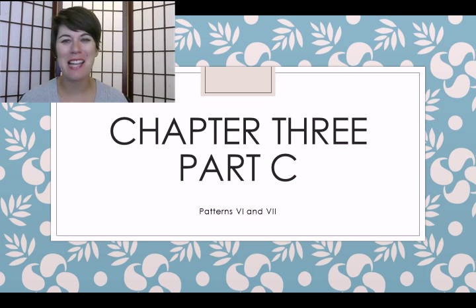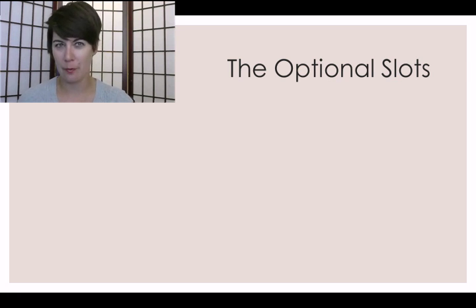Hello and welcome back to Chapter 3. This is Part C, where we will talk about patterns 6 and 7. We are going to learn about intransitive and transitive verbs here, the last two types of verbs that we have to worry about. Let's go ahead and get started with a brief reminder about what's required and what is optional.